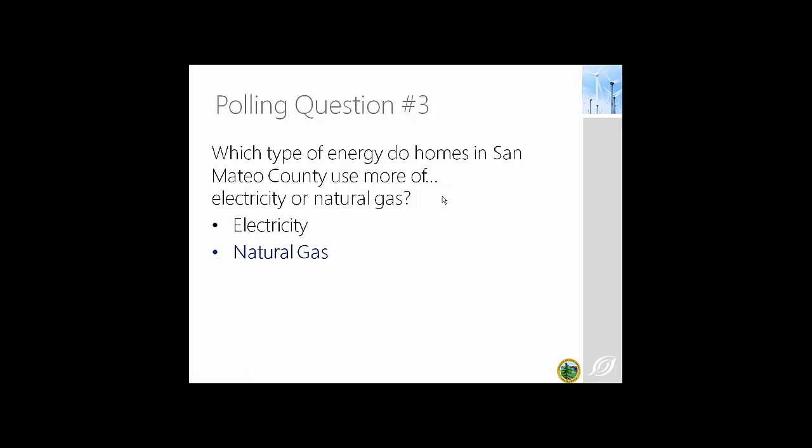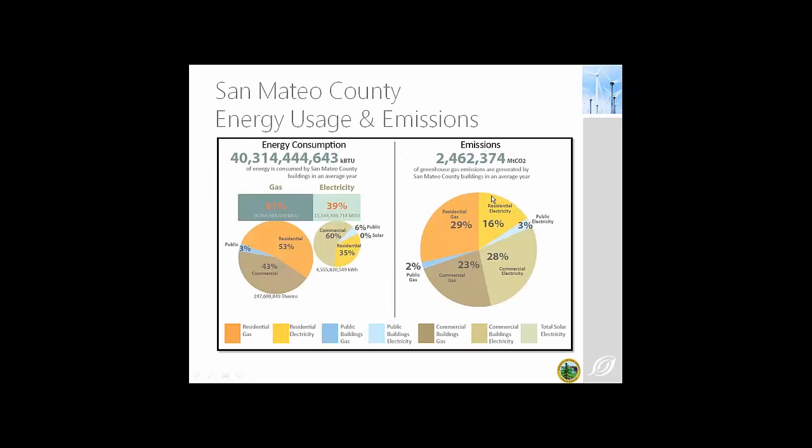Natural gas is actually the correct answer. Here in San Mateo County, we use a lot more gas because of heating, whereas most of our county doesn't need air conditioning for the large majority of the year. The primary use of gas is heating. This gives you an idea: about 61% of our energy consumption in San Mateo County is from gas. Next slide.